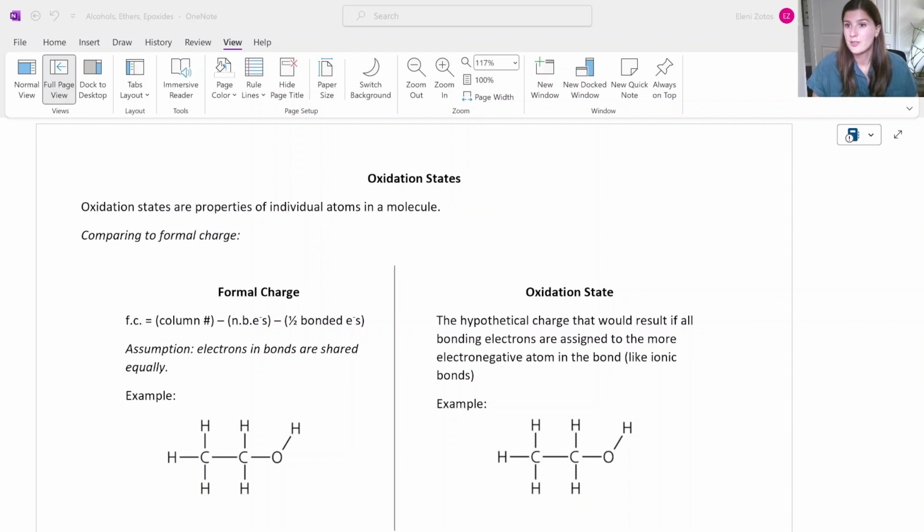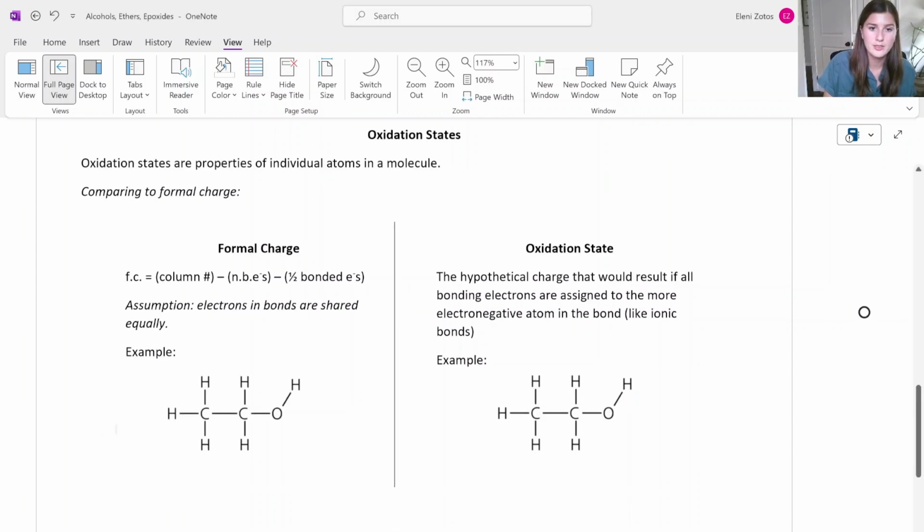So formal charge, we know this by now. We do the column number of the atom minus its owned non-bonding electrons, and then subtract half of the electrons in bonds. The assumption for a formal charge is that the electrons present in bonds are shared equally between the two atoms in the bond.